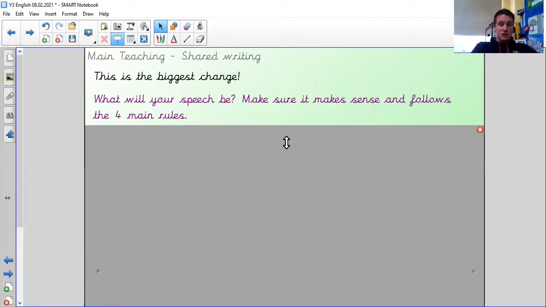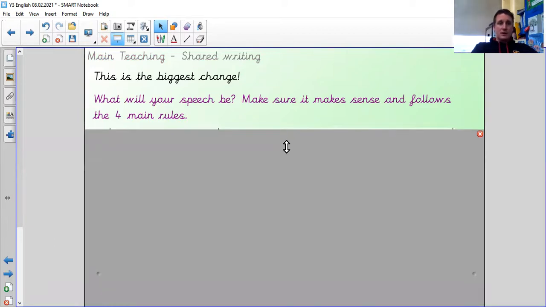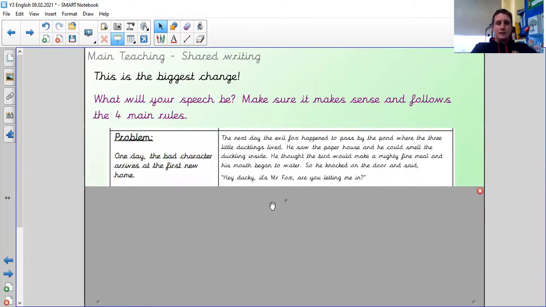I'm going to show you in a second the example that I've started. I've started it, okay? I haven't finished it. So if you want to take some ideas from mine, that's absolutely fine. So we need to make sure, as it says in purple here, that we follow the 4 main rules of speech. Again, on the left-hand side here, it tells us what we need to include. So it says one day the bad character arrives at the first new home. All right, so we're talking about the fox arriving at Basil's house.